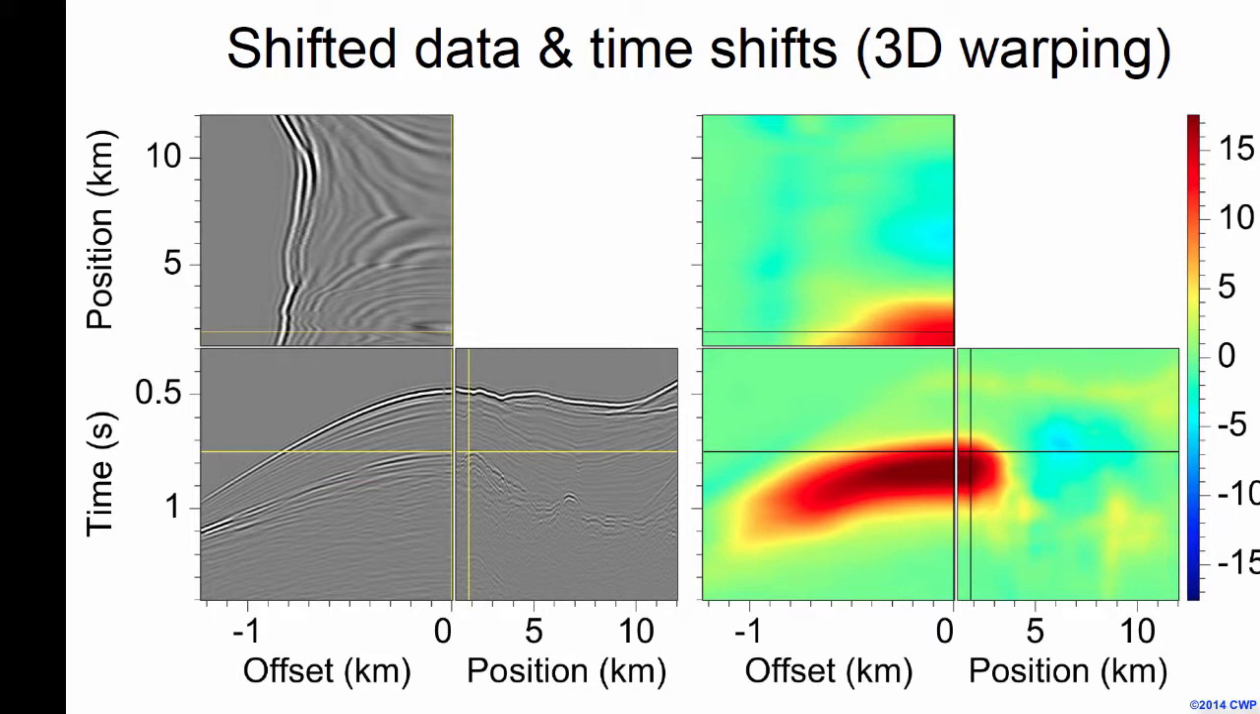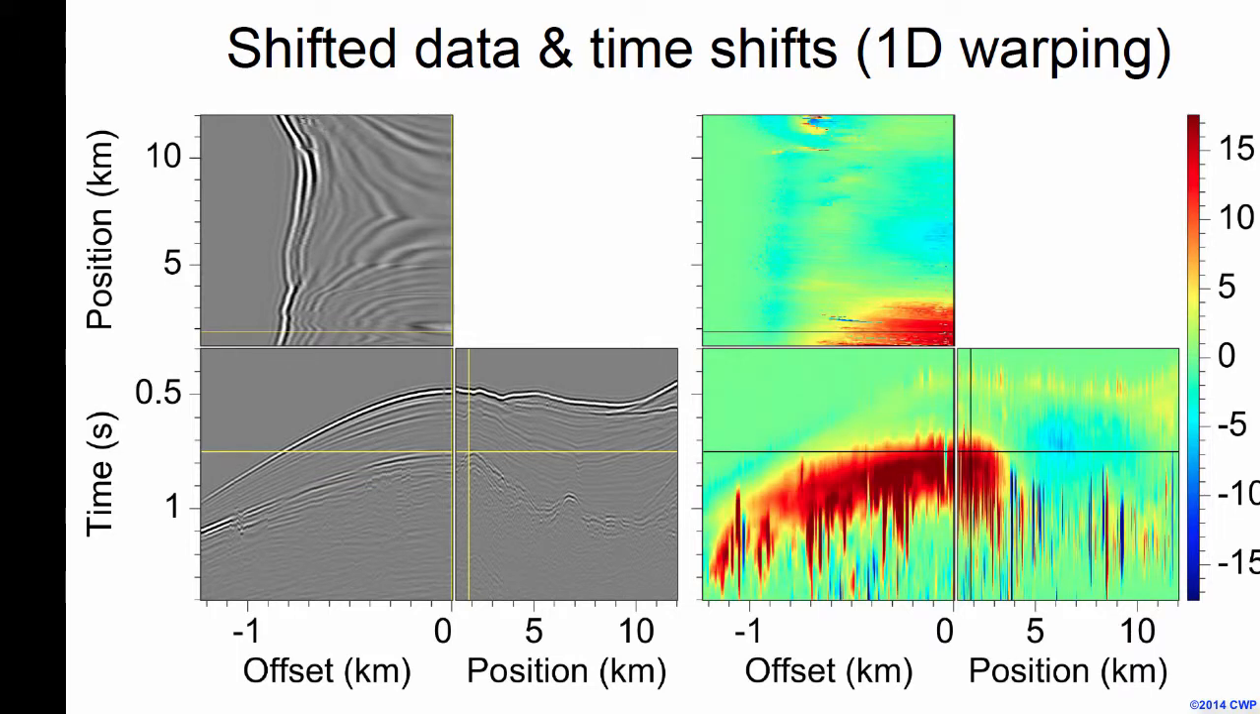And then just for comparison, let me show you what happens if we were to use a 1D warping. So here's what happens when you try to estimate these shifts using 1D image warping. Now these shifts are still constrained in the time direction, so they're smooth in time, but they're no longer smooth in offset or position. And in fact, if you were to try to use these shifts in migration, you would see essentially artifacts in the image which are due to the inaccuracy of these shifts because we used this 1D warping as opposed to 3D warping.